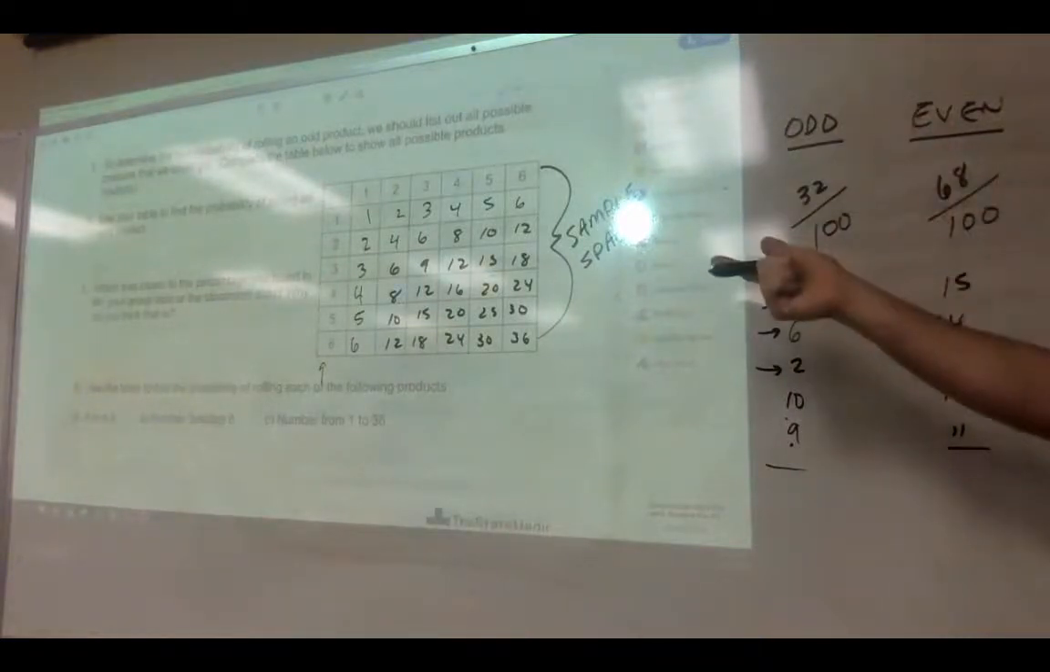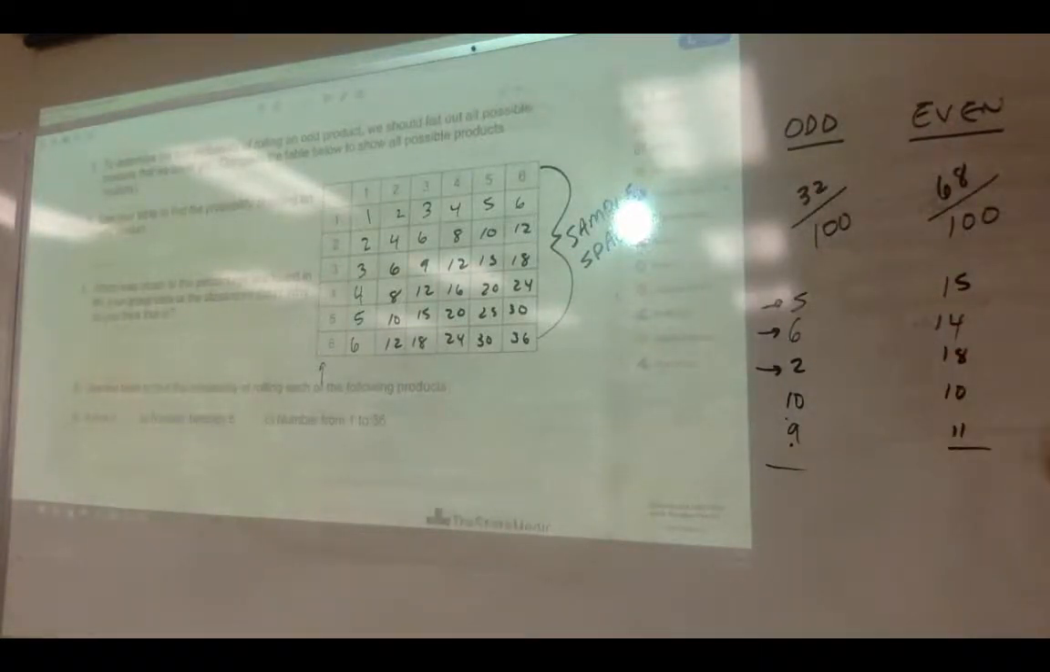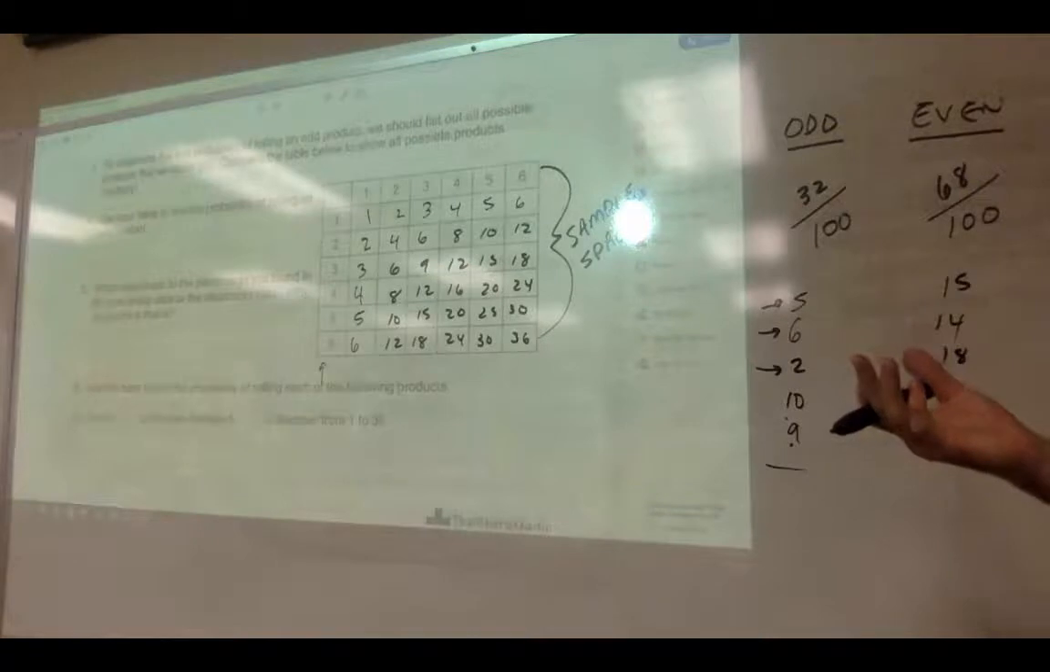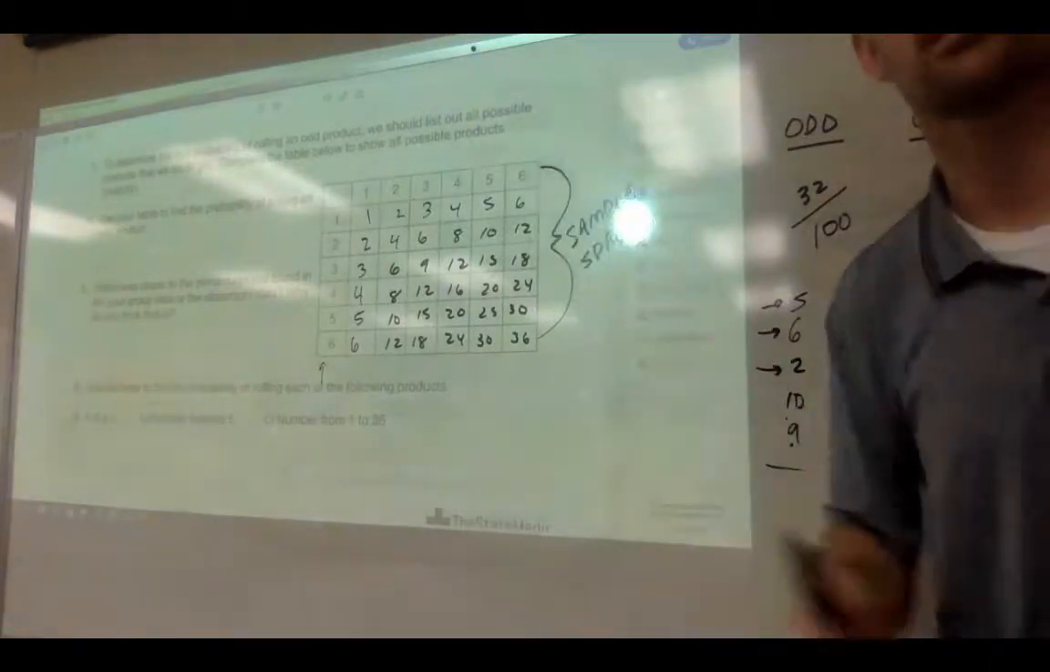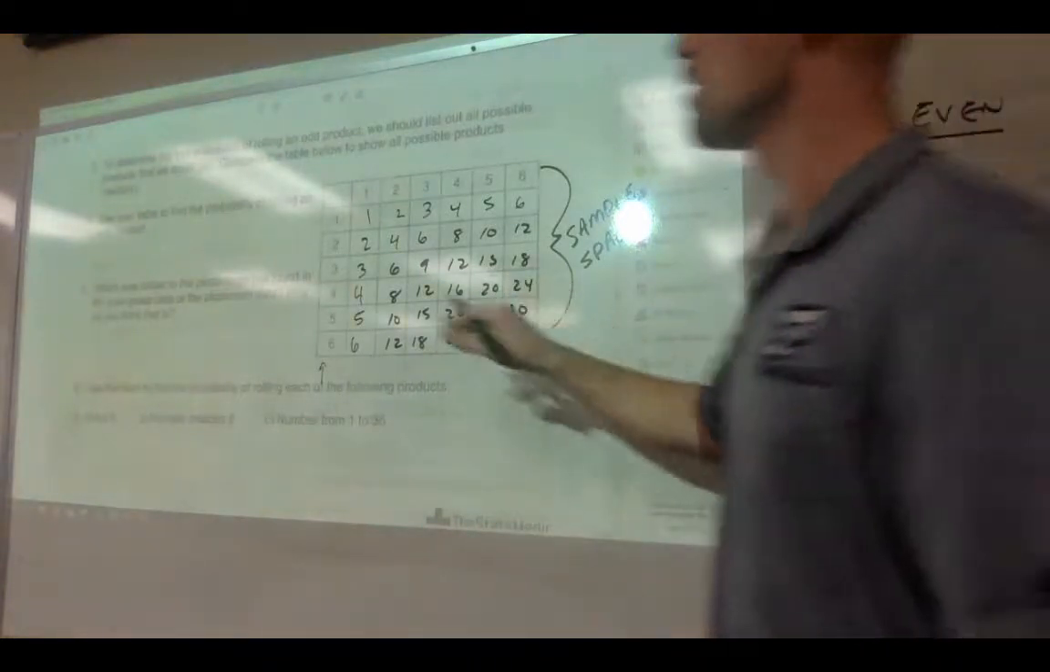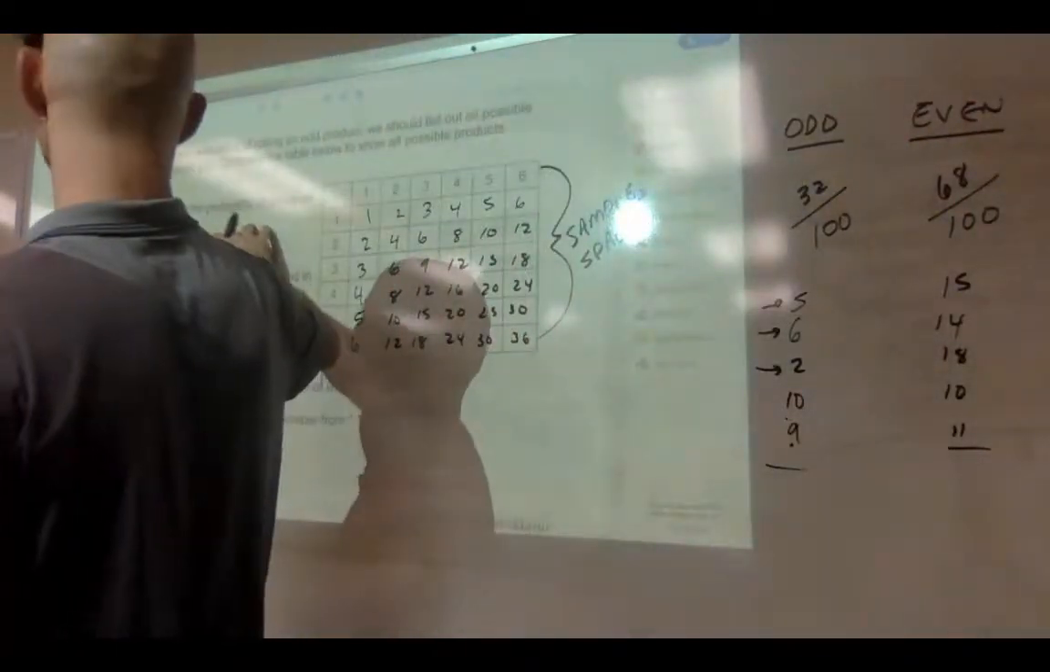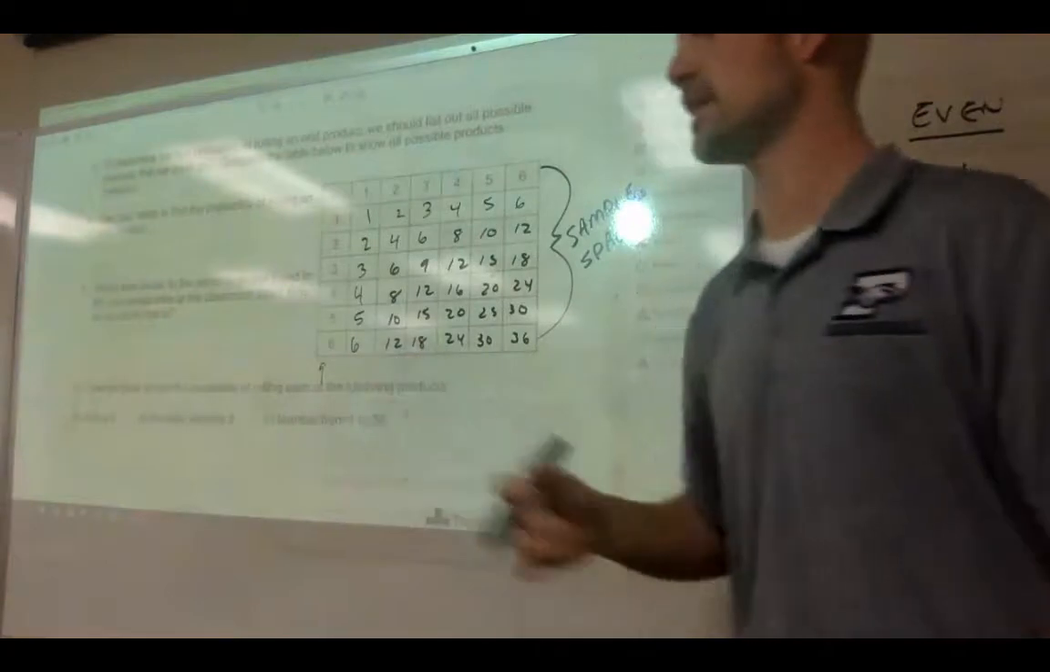Sample spaces like this are easy to come by. What if it had been 3 dice, though? Would that be as easy to come by? No. Could you list out all the possibilities of 3 dice? Yes. You can always list the sample space. Sometimes it's harder than others. So now, what I'd like you to do with your group is figure out the probability of actually rolling an odd product. What is it?